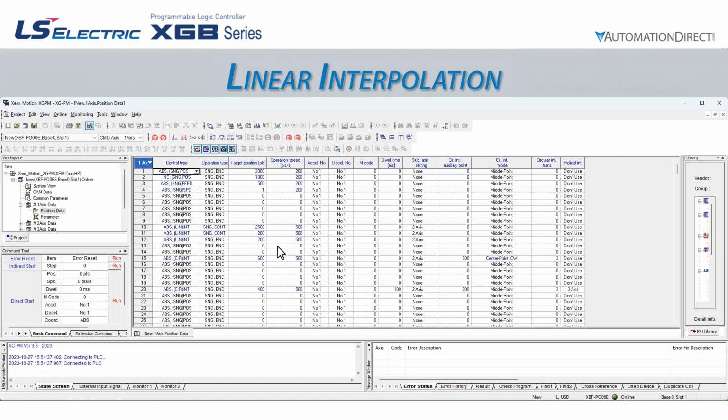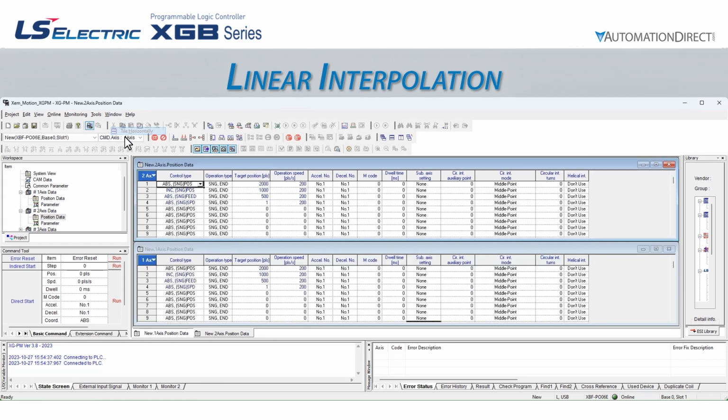We scroll down to line 10 and see that it is an absolute, linear, interpolated move, and the sub-axis for the move is set to axis 2. To properly understand the interpolated moves, it is necessary to view the position data tables for all axes we will use. Since the linear interpolation sub-axis is axis 2, let's open the axis 2 position data table as well. To see both position data tables at the same time, we go to Window, Tile Horizontally. This aligns the axis 2 position data above the axis 1 position data table.